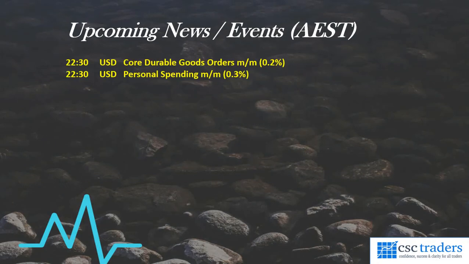Alright, what's on the cards for the last session of the week? We have one bit of data, or two bits of data, coming out tonight at 10:30 from the US. It's the core durable goods orders number and the personal spending numbers, all due out at 10:30 this evening.